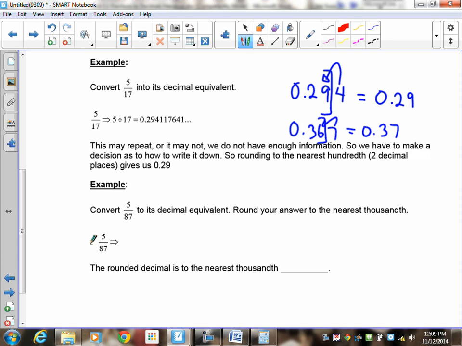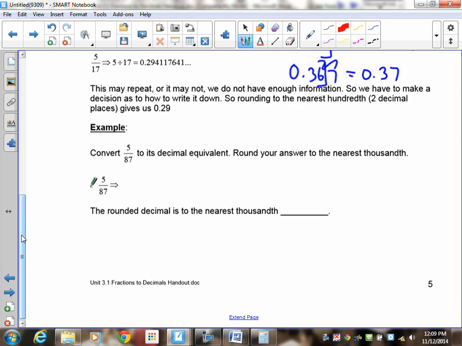So let's do some rounding exercises here. I've got 5/87, and I want you to convert it to its decimal equivalent, and then I want you to round it to the nearest thousandth. So you try that, pause the recording. All right, first thing, 5 divided by 87, that is 0.05747126444, and we don't know what's going on here.